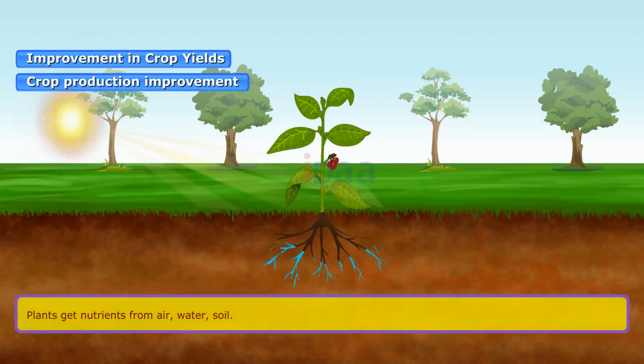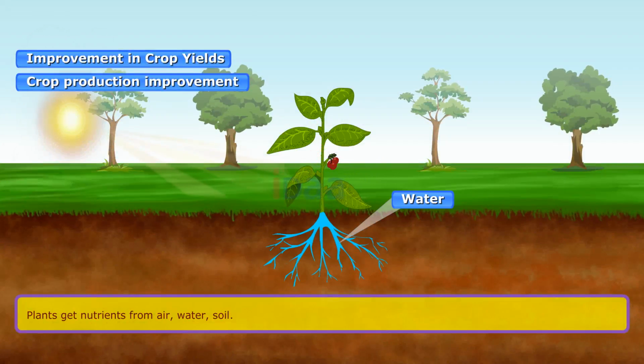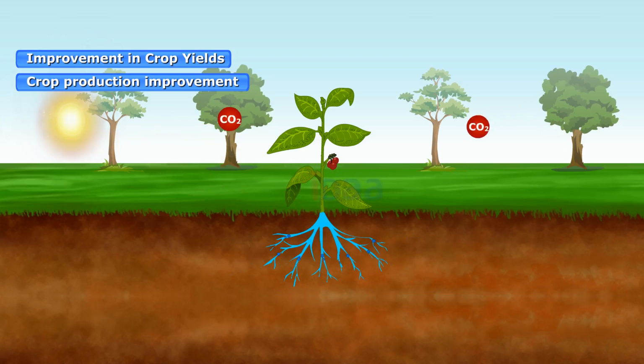Crop production improvement. Plants get nutrients from air, water, and soil. Plants require 16 nutrients. Air supplies carbon and oxygen. Water supplies hydrogen and soil supplies the other 13 nutrients to plants.